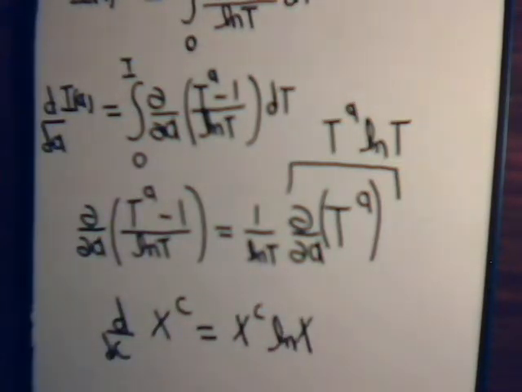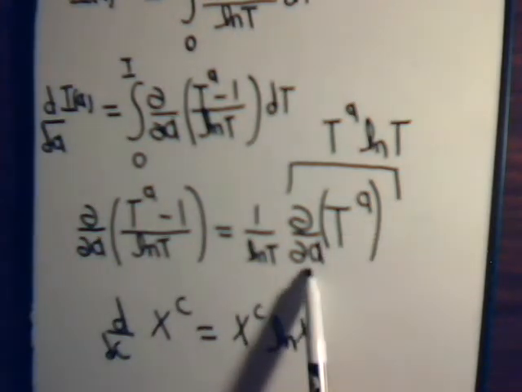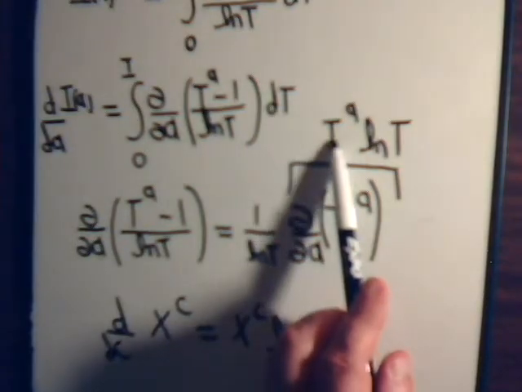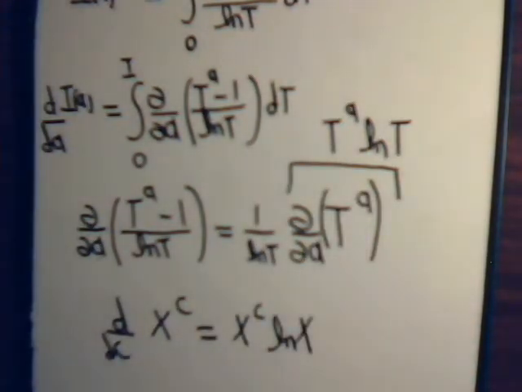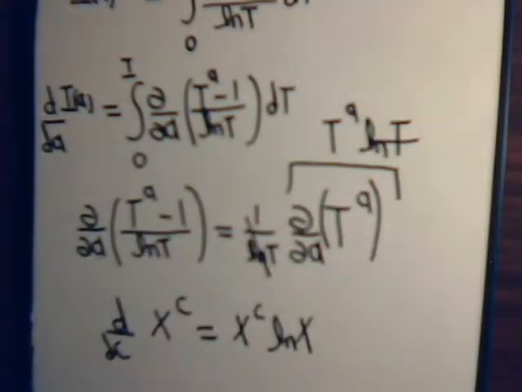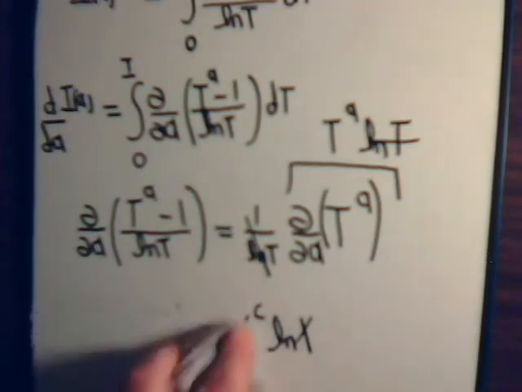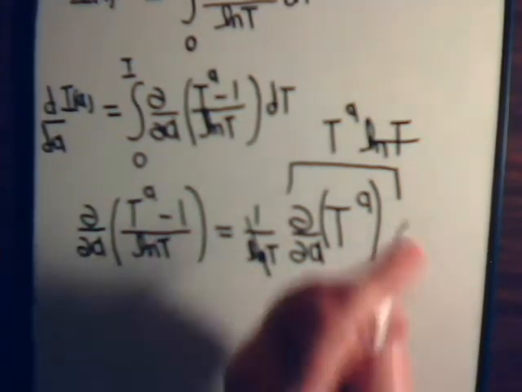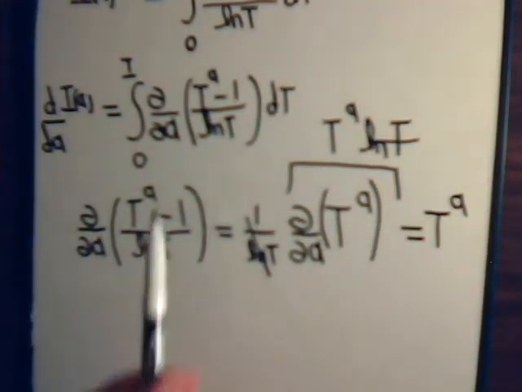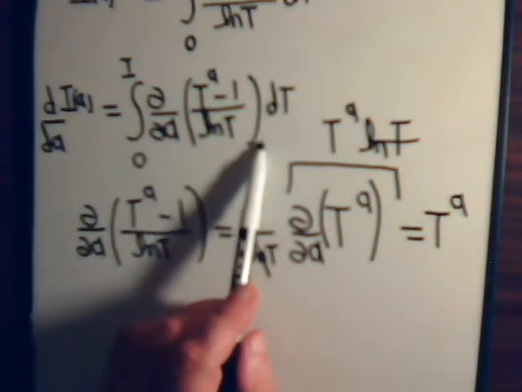So here we're taking the partial of t to the a with respect to a, so this is just t to the a times the ln of t. And then we see that this and this are going to cancel, so what we have left is t to the a. So the partial of this with respect to a is just t to the a. So let's write that in.